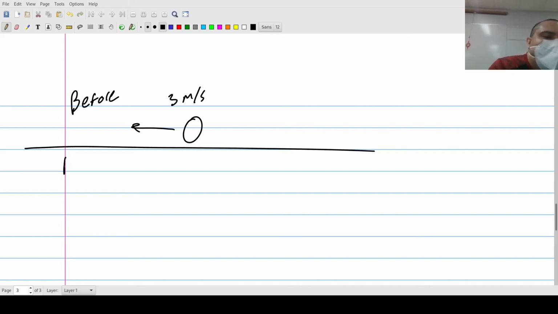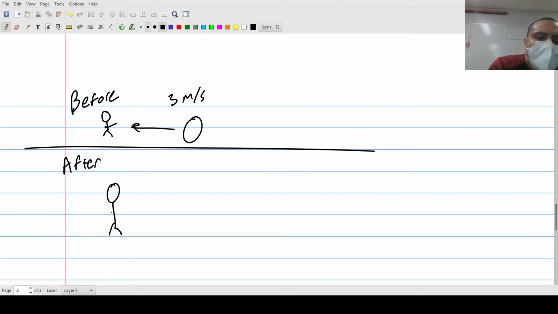So let's try another example here. Let's imagine we have a ball, and this ball is rolling this way. Maybe it's going at 3 meters per second. This is my before picture. And afterward, maybe there's going to be some dude over here, and he's waiting up here.